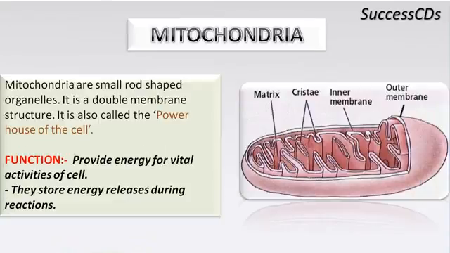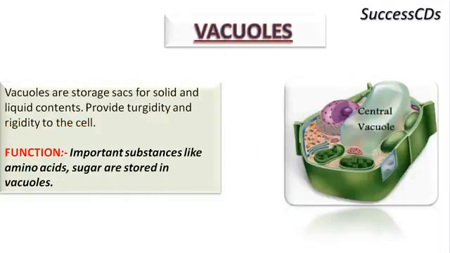Now next one is the mitochondria, which is the powerhouse of the cell. Mitochondria is small rod-shaped organelles. The main function of mitochondria is to provide the energy that is required for the chemical reactions inside the cell. And it provides the energy in the form of ATP, which is the energy currency of the cell. Now the function is, as I have told you, to provide energy, and sometimes they store energy and release it during certain reaction.